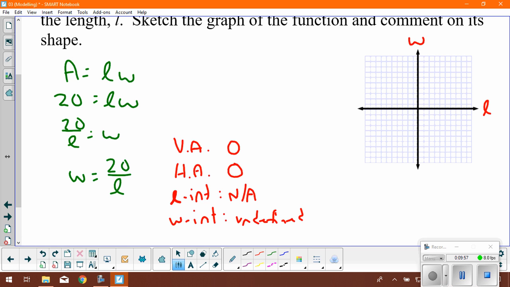So kind of like the one we just looked at a moment ago, all I really have to go on here is that my asymptotes are basically the axes. That's it. Well, this is really your basic reciprocal function, just stretched by a factor of 20. So it looks something like this.